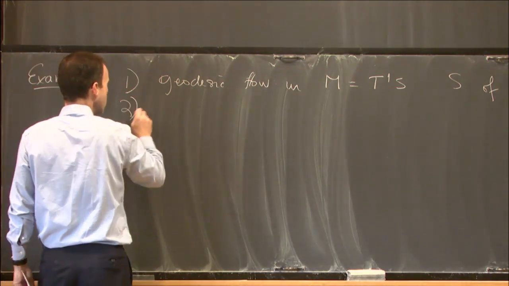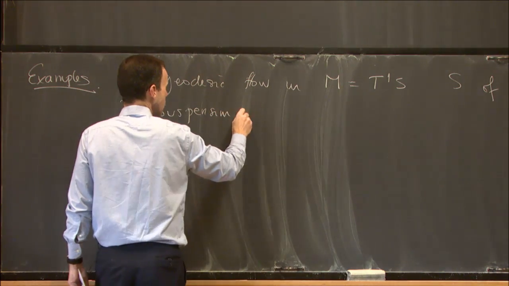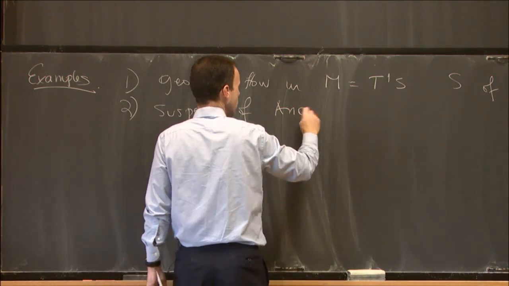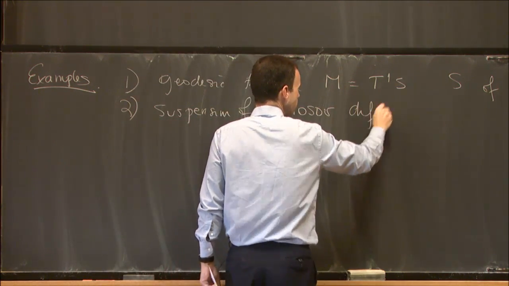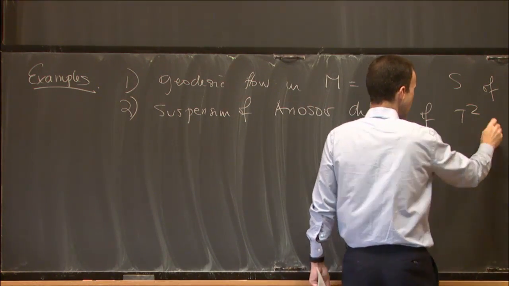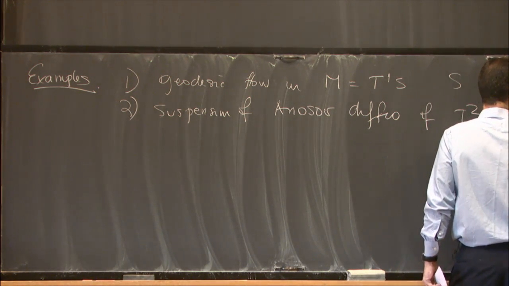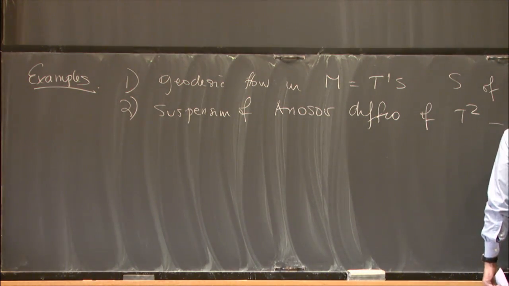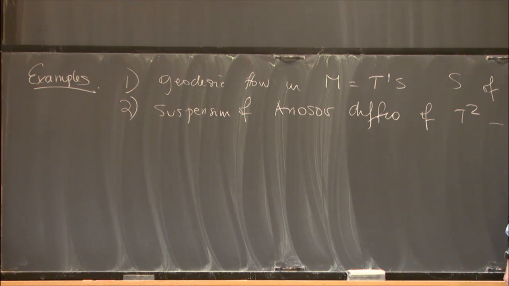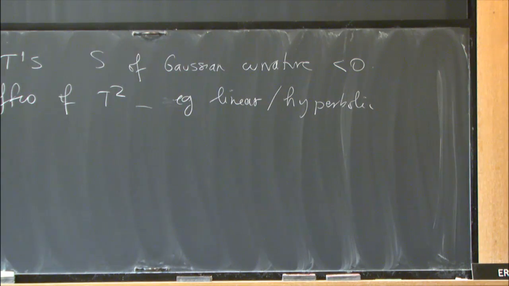Right, so second thing is the suspension of Anosov diffeomorphisms of the torus. Think, for example, a linear automorphism, which is hyperbolic, meaning the 2 eigenvalues are real. One is bigger than 1 in absolute value, one is smaller than 1. Make a suspension of that, and that's going to be Anosov.